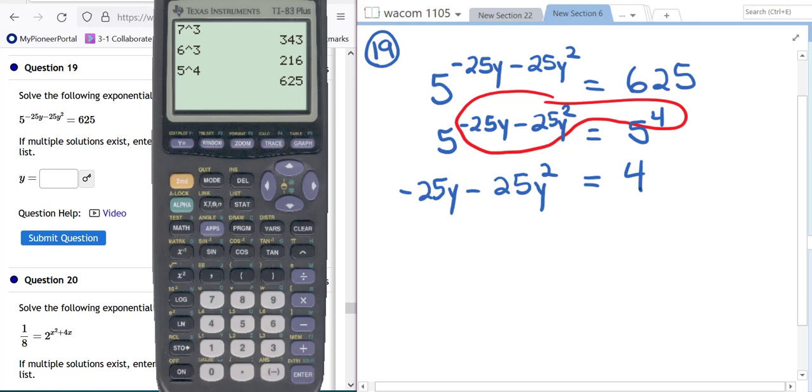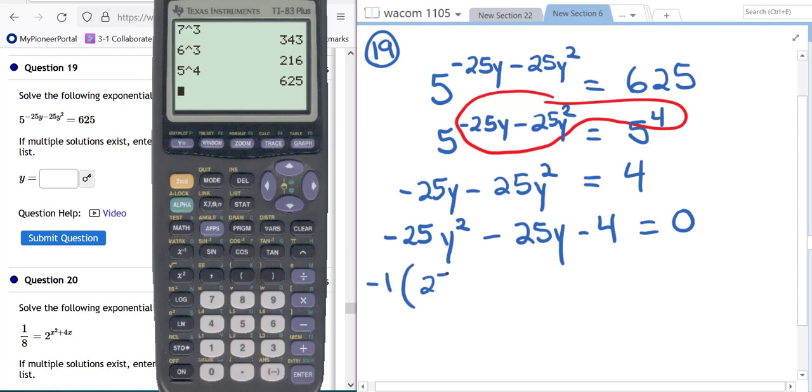And so I am going to change this to descending order and move the 4 over. So negative 25y squared minus 25y minus 4 equals 0. I don't like a quadratic equation to start with a negative, so I'm going to factor the negative out. It's going to change all my signs. All right, and I'm going to go ahead and divide by negative.